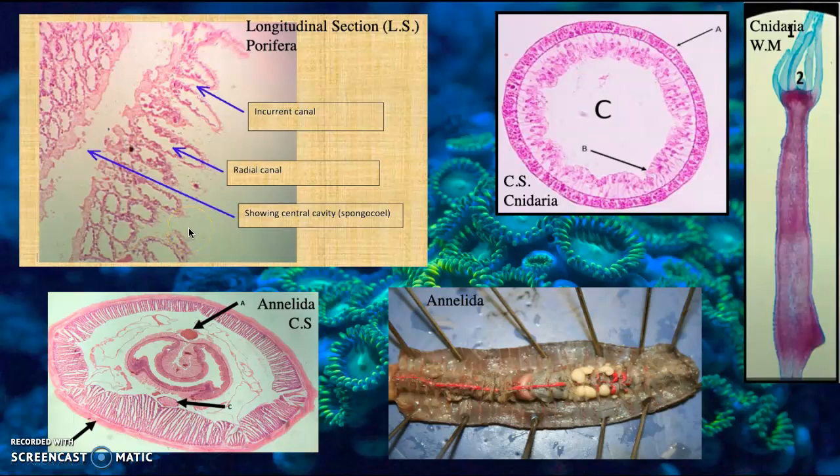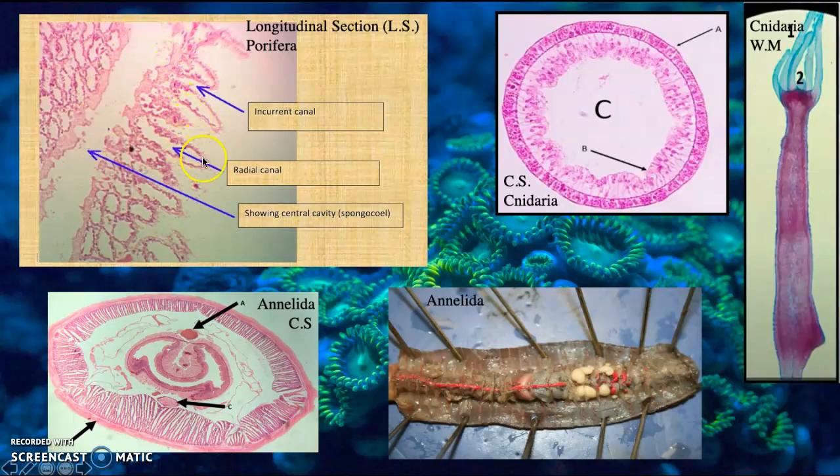Porifera does not have a digestive system, therefore these ostia help the sponges obtain food. So what happens is that the ostia will allow the seawater from the outside to be pulled in through the sponge and into the incurrent canal. The seawater will go from here and into the radial canal. And from the radial canal, the contents will be released into the central cavity, which is located right here. It will be released into the sponge cell, and then it will flow out through the osculum.